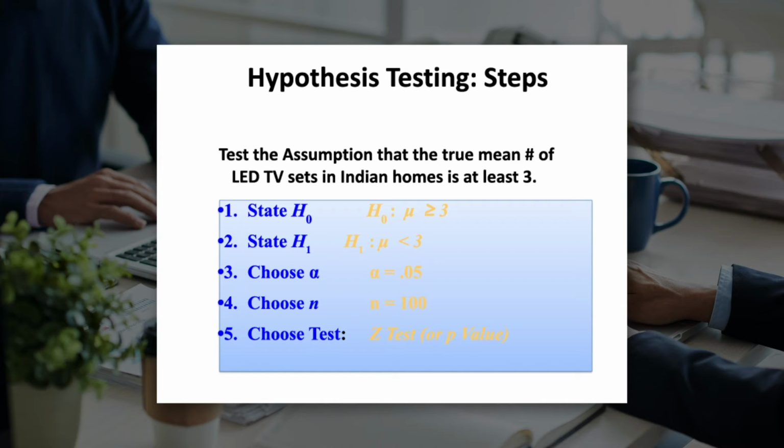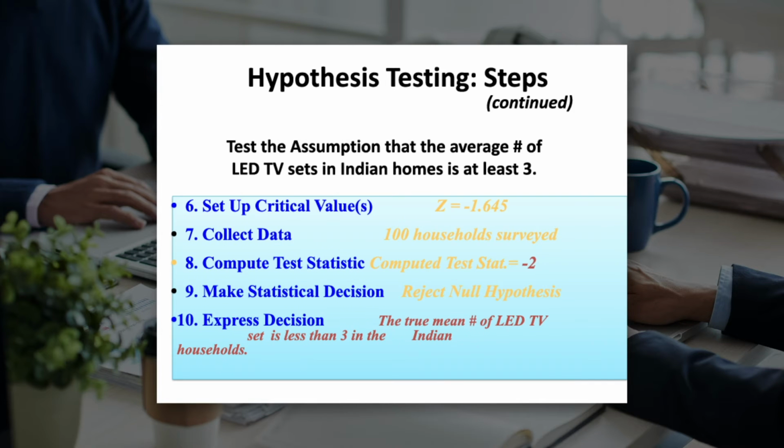State the null hypothesis, denoted by H0, where mu is greater than or equal to 3. State the alternate hypothesis, where mu is less than 3. Choose alpha equal to 0.05. Choose n equal to 100. Choose the test, that is Z test or p-value, and set up the critical value z equal to minus 1.645.